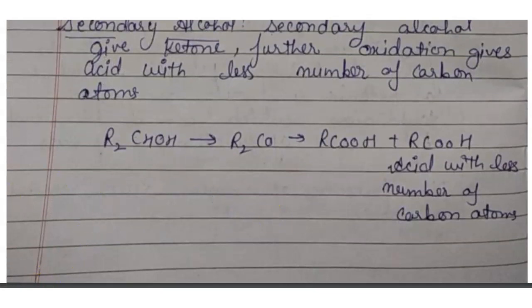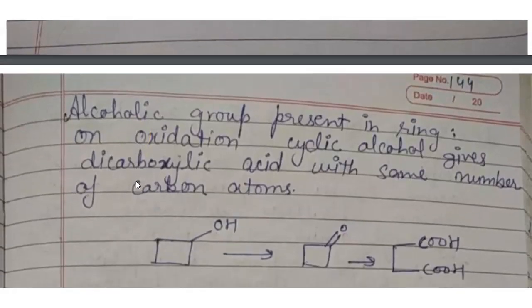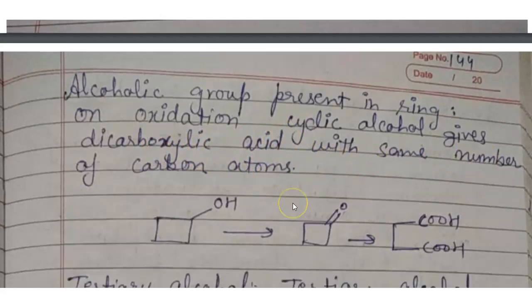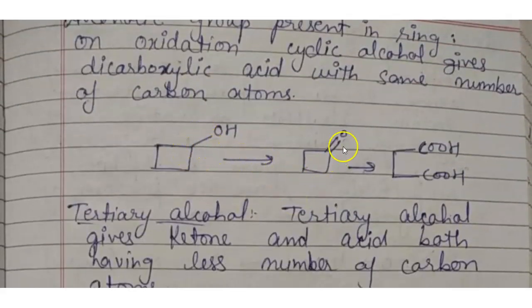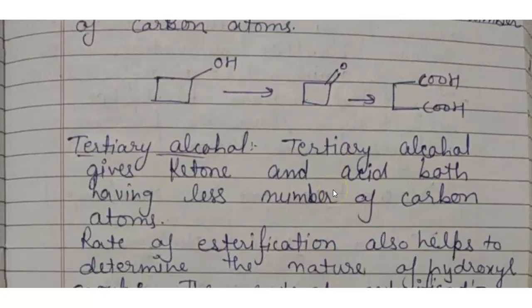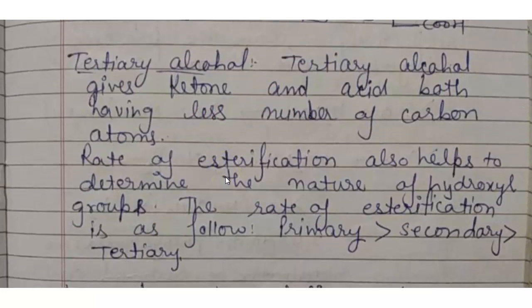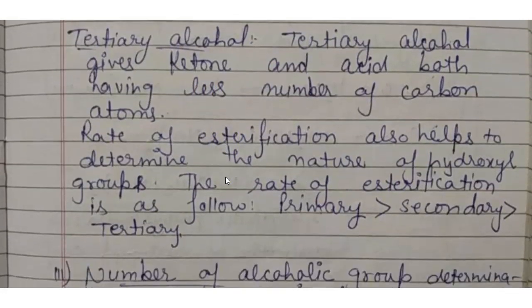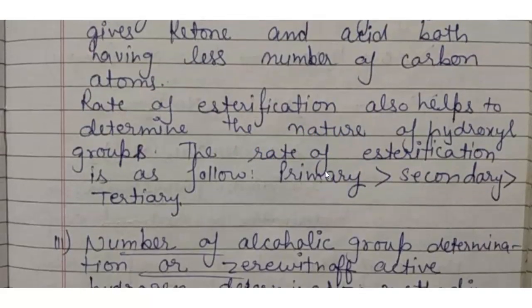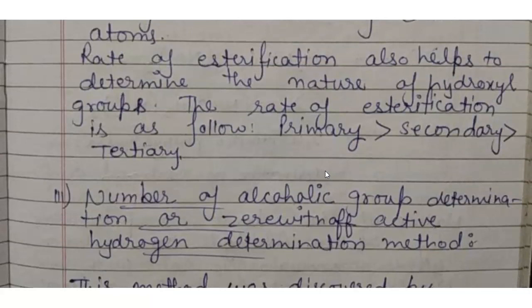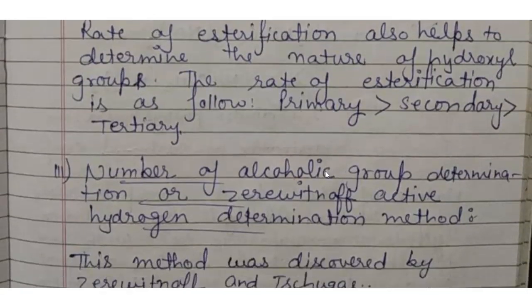This is the reaction. An alcoholic group present in a ring, on oxidation of the cyclic alcohol, gives dicarboxylic acid with the same number of carbon atoms. This is the reaction: first it is converted to ketone and then to carboxylic acid. Tertiary alcohol gives ketone and acid both having a lesser number of carbon atoms. The rate of esterification also helps to determine the nature of hydroxyl groups. The rate of esterification is as follows: primary greater than secondary greater than tertiary.